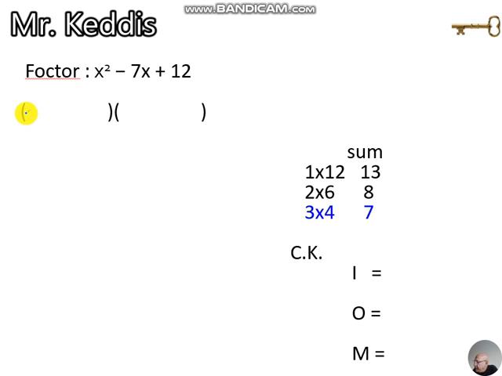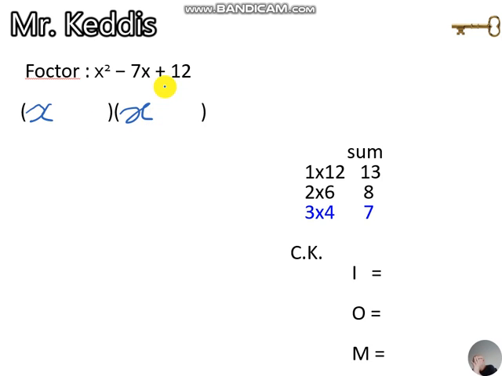X squared means x and x here. Here is positive 12. The sign is positive, means both signs must be the same, both positive or both negative. Because the middle term is negative, both must be negative.